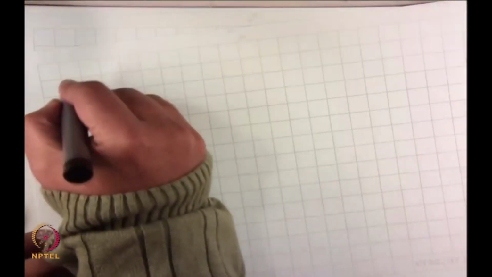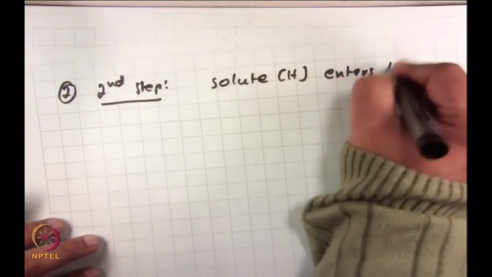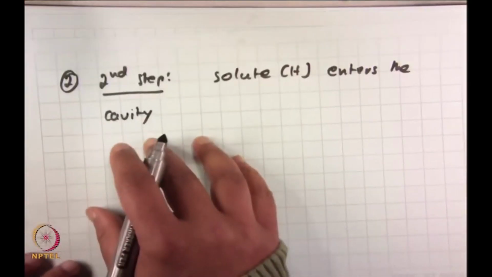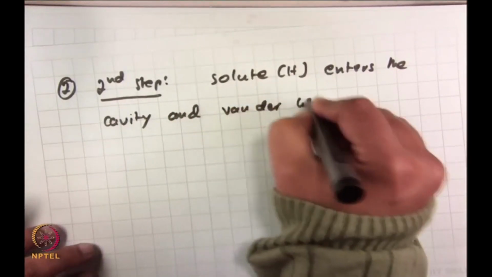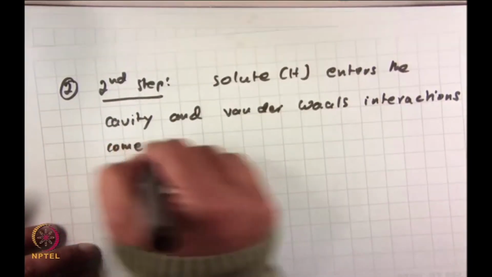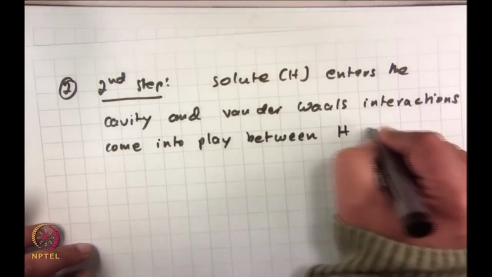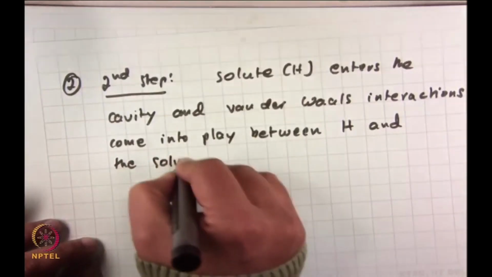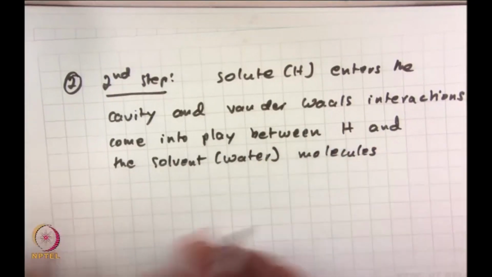So, the second step can be thought about like this. The solute, which is the hydrophobic solute H, enters the cavity, and van der Waals interactions come into play between H and the solvent molecules.